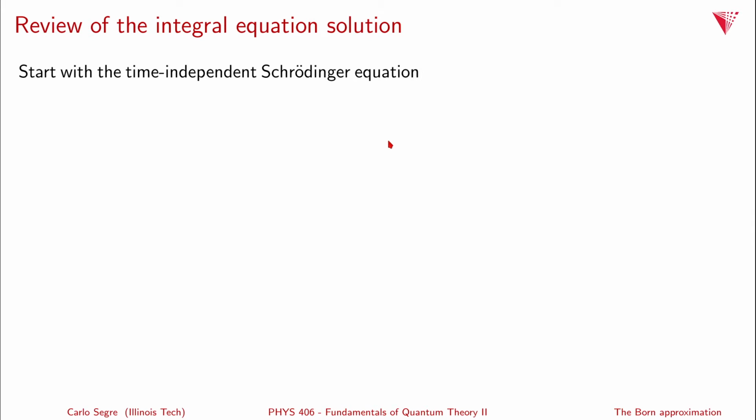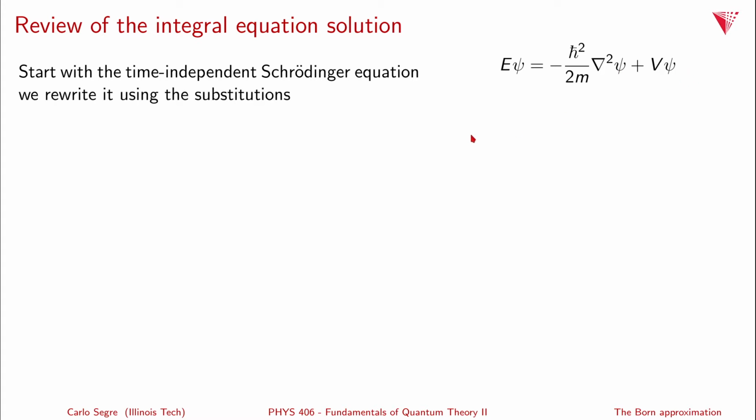So as you recall, we started with the time-independent Schrodinger equation: E psi is equal to minus h bar squared over 2m del squared psi plus V psi. Then we rewrote this using some substitutions. The first substitution was that k is equal to the square root of 2mE over h bar. The second substitution is that q is equal to 2m over h bar squared times V psi. And this becomes a driving function, or a source function.